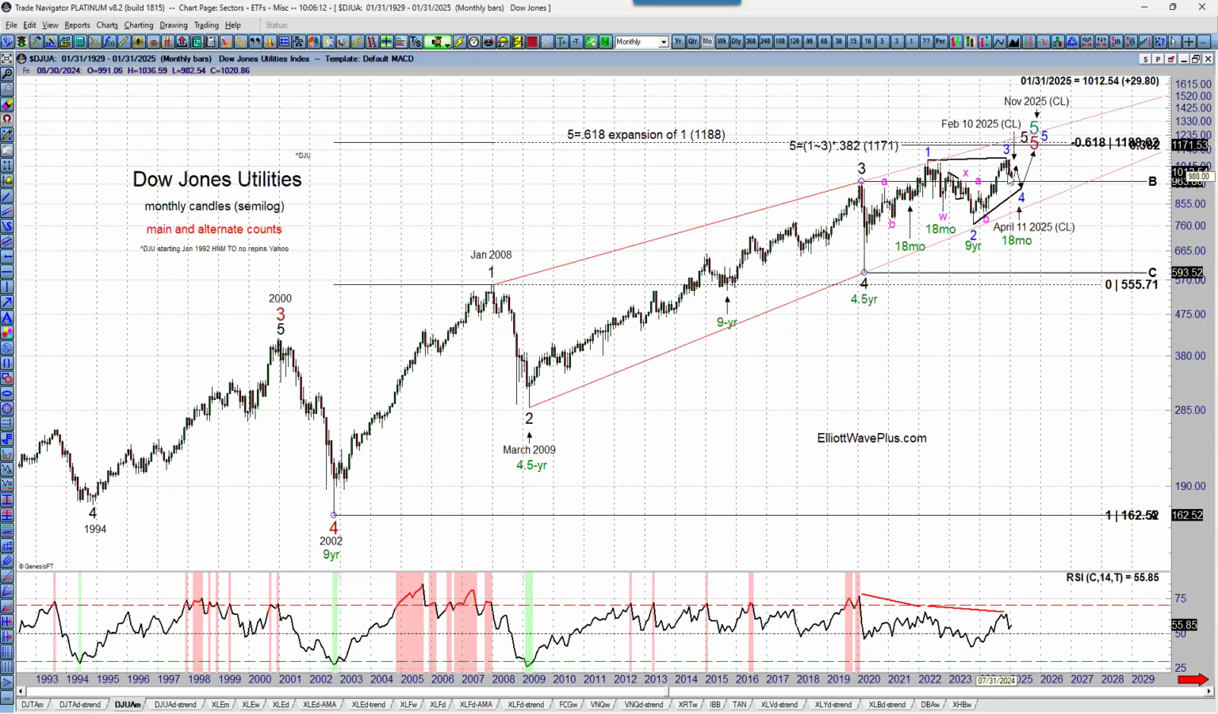Utilities. Utilities have also been bouncing, but I think we're in a wave 4 on utilities of an ending contracting diagonal. So that would be an A, B, C. Interestingly, looking for a mid-April low and then a move up through late in the year on utilities.